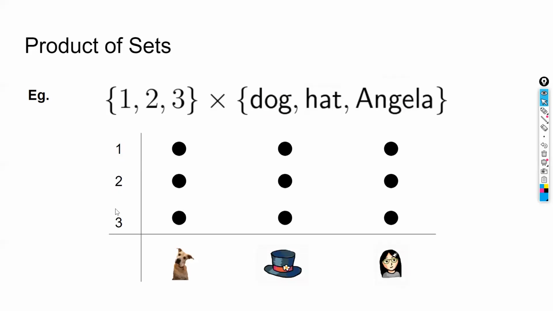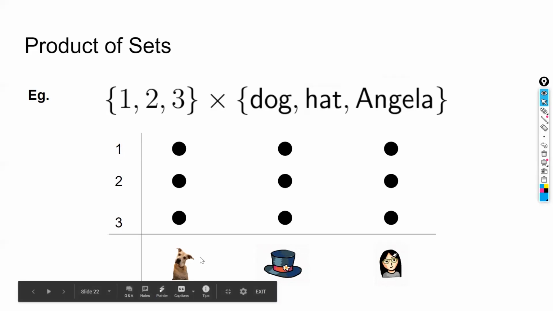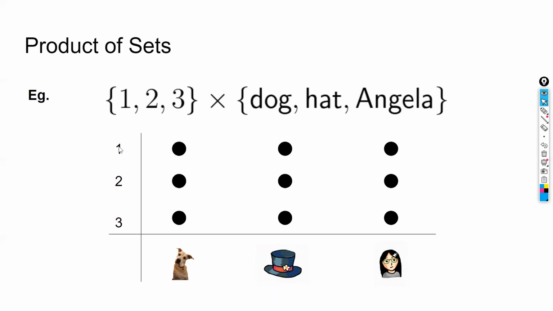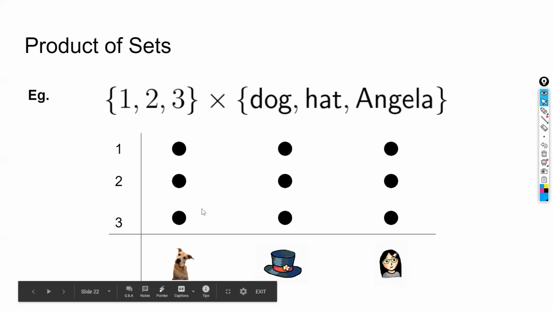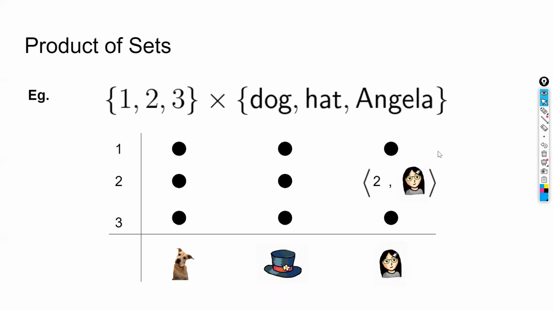So on the left-hand side, I've got my 1, 2, and 3. And in the horizontal, we've got the dog, the hat, we've got Angela. So these 9 points, you should notice there are 9 because there's 3 points in this set and there's 3 points in this set. And so their product is going to have 3 times 3, which is 9 points. So these 9 points have coordinates that correspond to the horizontal and vertical parts of the table. So for example, this point right here is the pair of coordinates (2, Angela). And this point up here is the pair of 1 and hat. And if you can come up with the rest, then you certainly understand what a Cartesian product is supposed to be denoting.